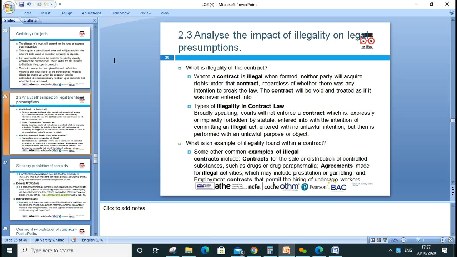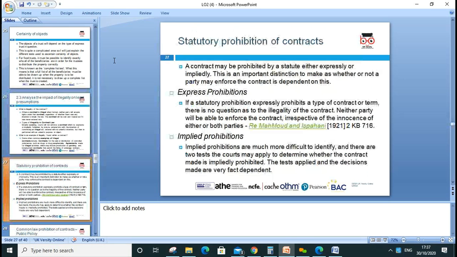Contract consideration, yes, in contract law. We learned about the five steps in contract law. Prohibitions express. Those are the provisions, so we need to look at the prohibitions. Express is a type of contract term. Where there is no question about illegality, neither party will be able to enforce the contract, irrespective of the sense, and either of both parties.